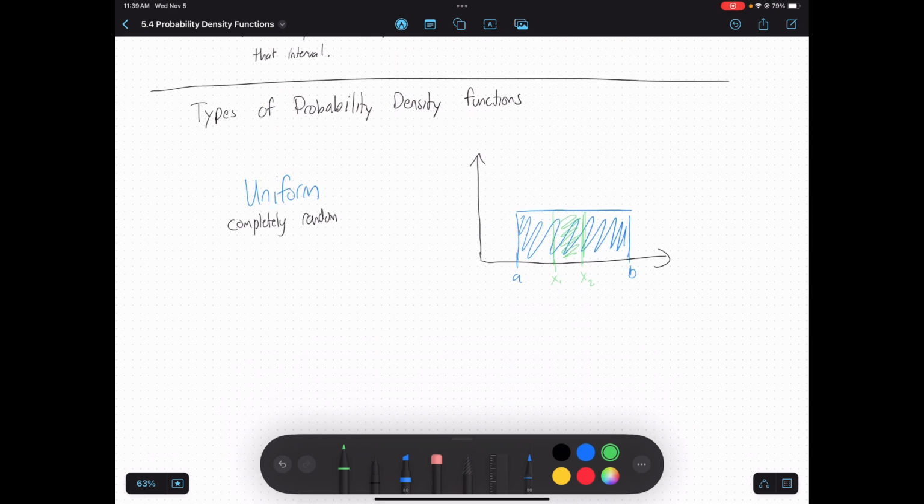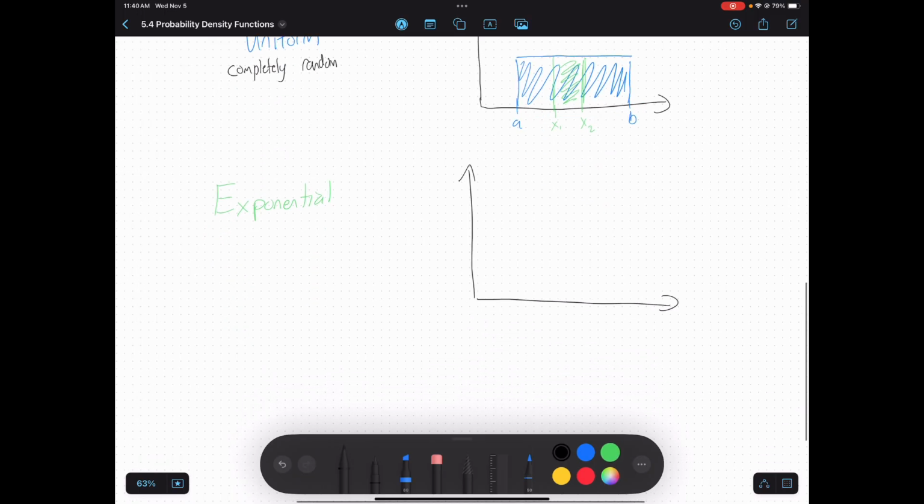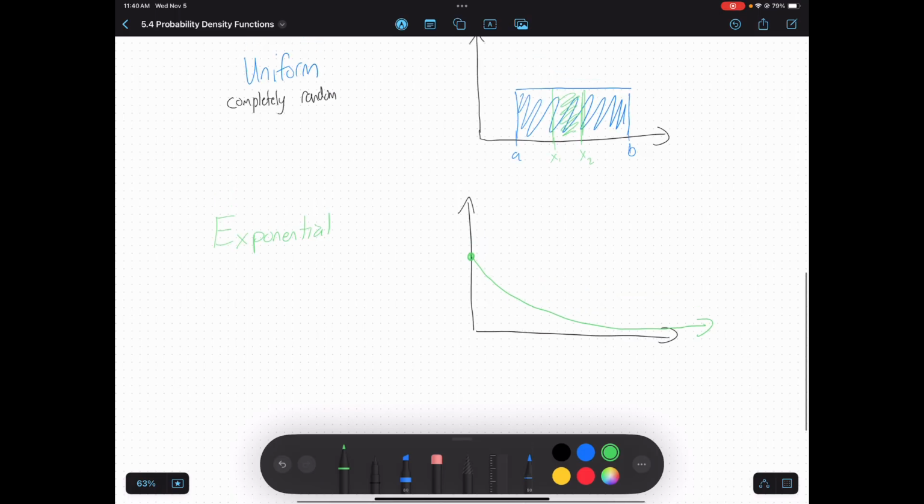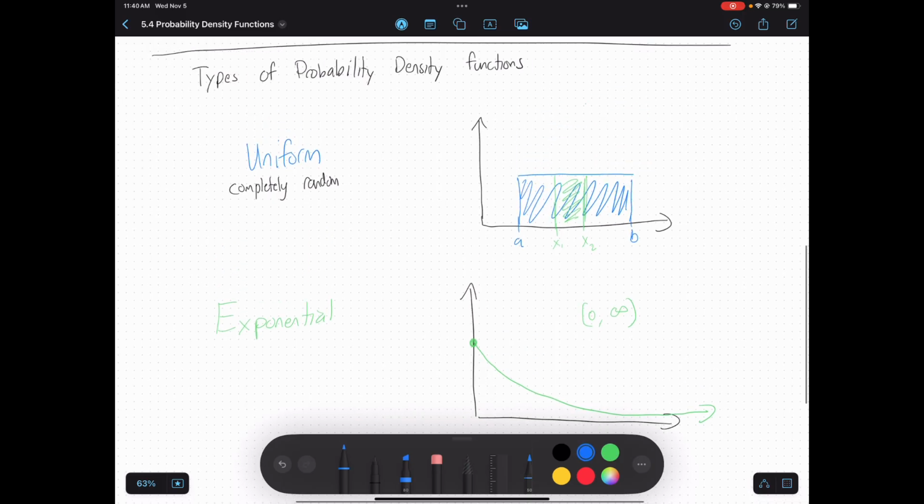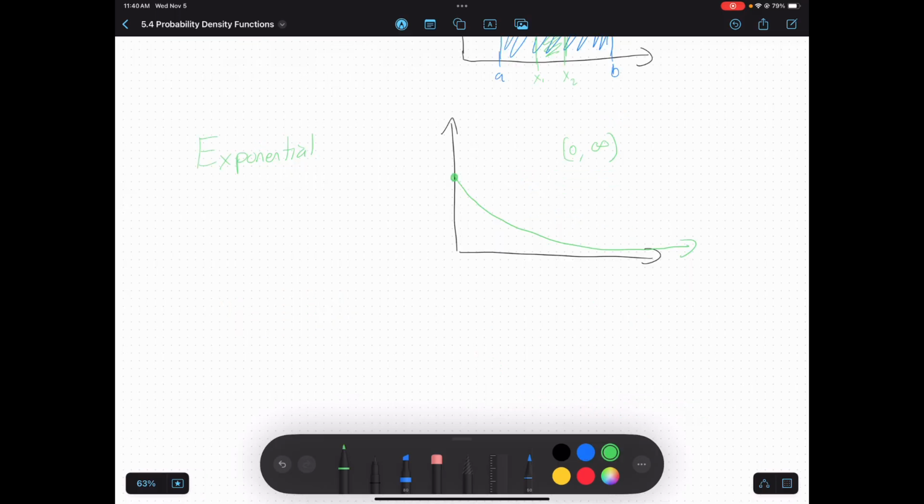Another example is what's called an exponential density function. And this one's slightly different. The reason why it's called exponential is because it looks like an exponential decay function that's just starting at your y-axis. So the domain for an exponential decay function is actually 0 to infinity. That's different than my uniform, which had to have a finite domain going from a to b. But what's nice about this exponential decay function is that, with my domain being 0 to infinity, I can set it up so that the area under the curve is equal to 1.